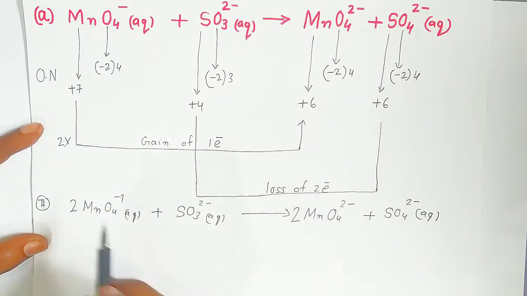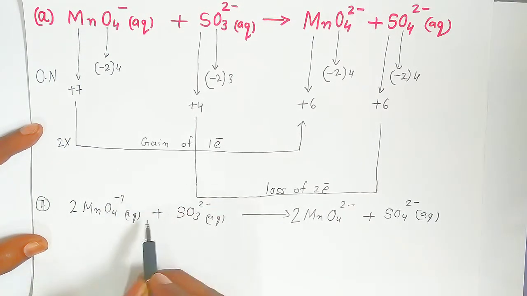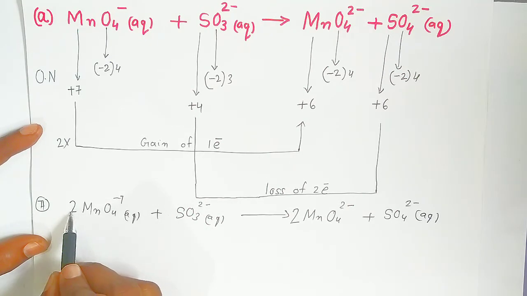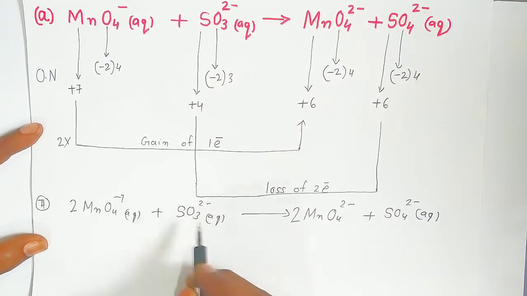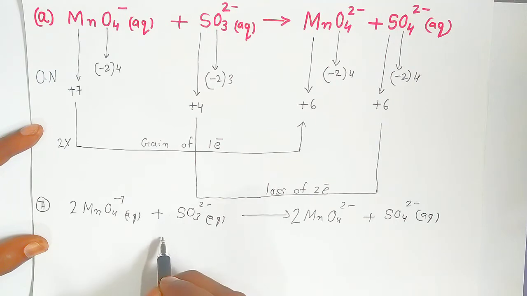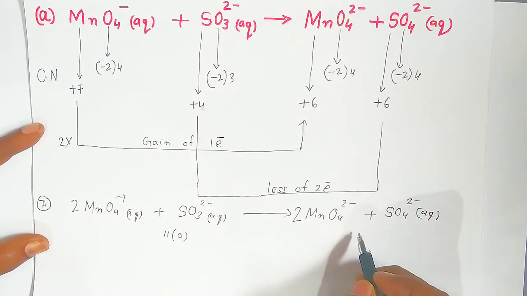Now, students, just count the total number of oxygen atoms. Now we are going to balance the oxygen. Here oxygen is 2 times 4, which is 8, plus 3, which is 11 oxygen. Okay students, 11 oxygen atoms are present on the reactant side. And what about the product side, students?